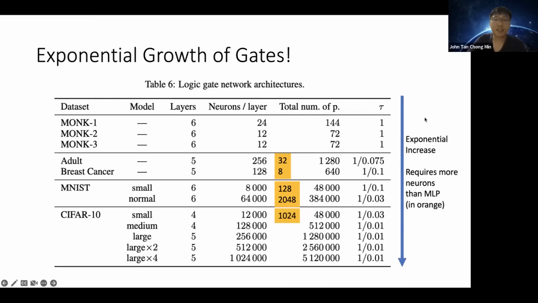Okay, so let's take a look at the number of gates here. If we look at the data sets, the number of logic gates per layer for adult is 256, breast cancer is 128. Compared to neural networks, you just need 8 neurons and 32 neurons. And for CIFAR-10, you just need 1024 normal neural network neurons. But for logic gates, you need up to 1 million logic gates. So you can see it's not very sustainable if you have a very large input right now, with the current logic gates.